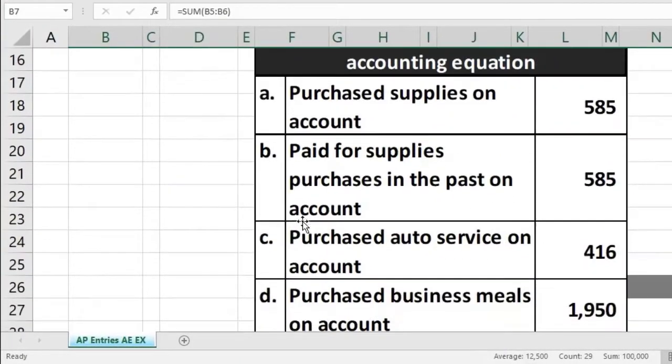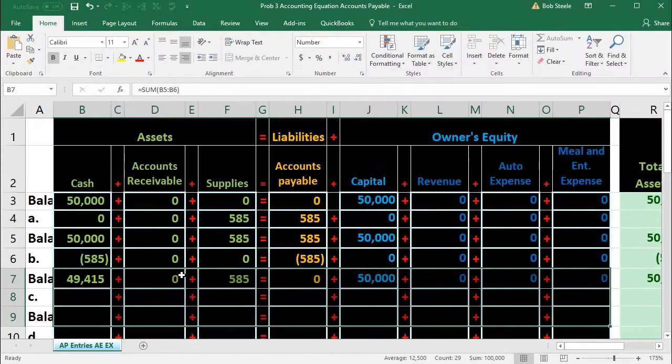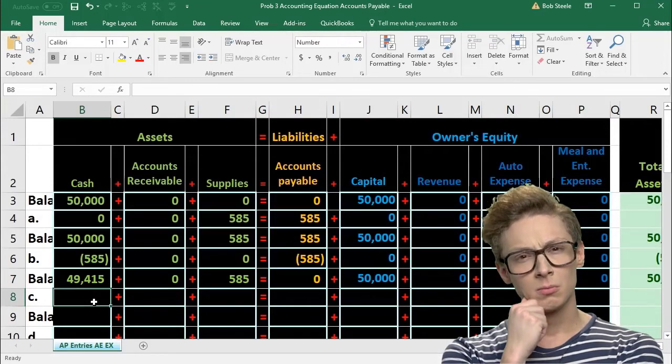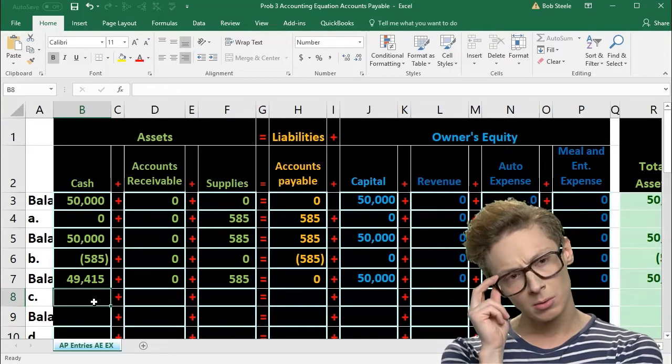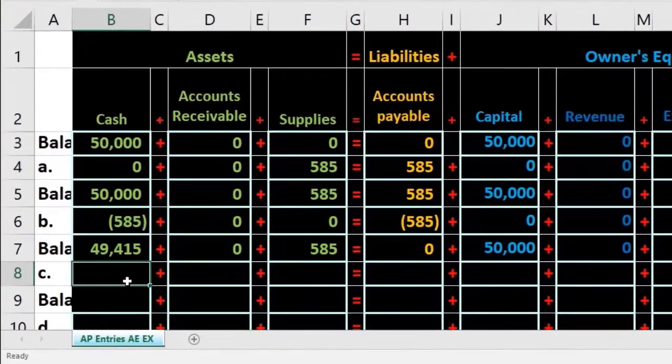Let's take a look at transaction C. Purchase auto service on account. So first question, is cash affected when we purchase the auto service? And in this case, we're going to say no, it is not, because it doesn't say cash paid. Obviously, in real life, we would know this pretty easily. In a book problem, it's going to have to tell us it sometime.